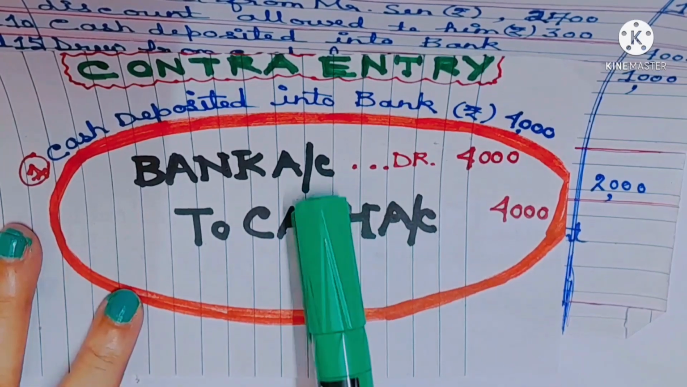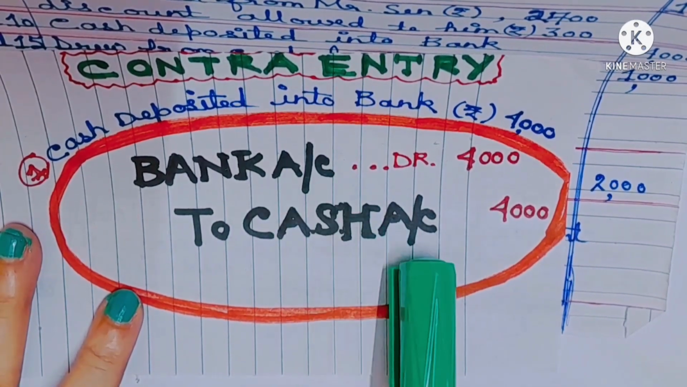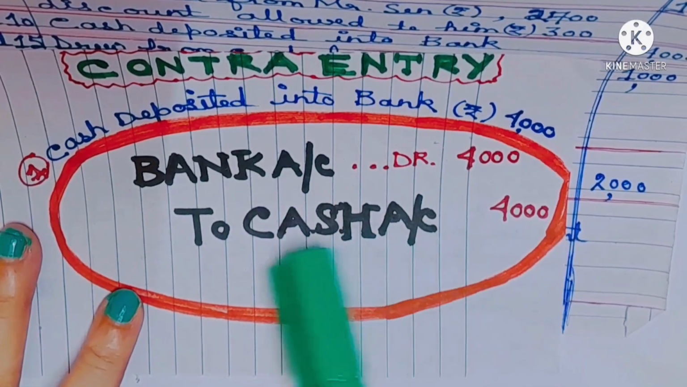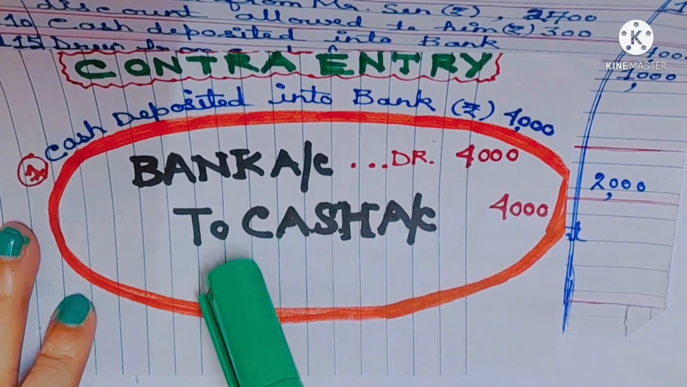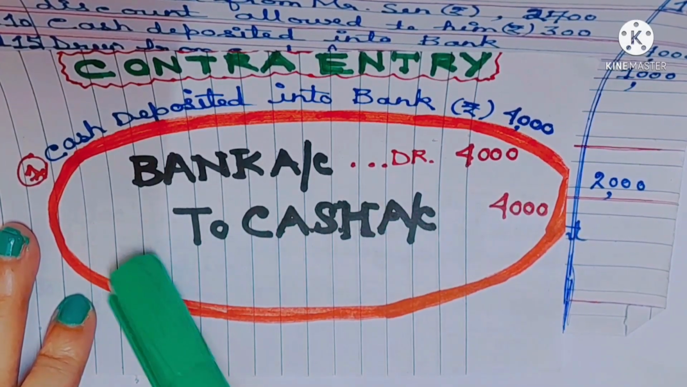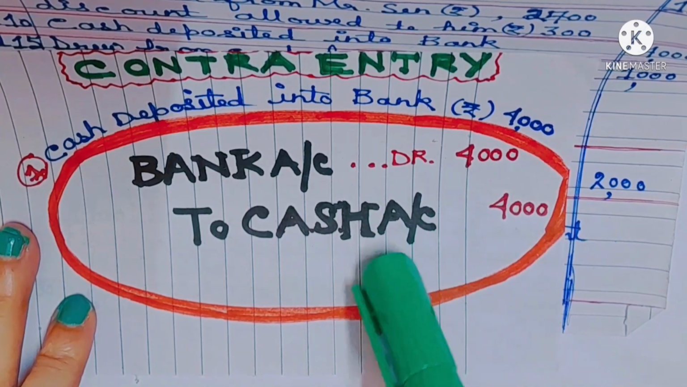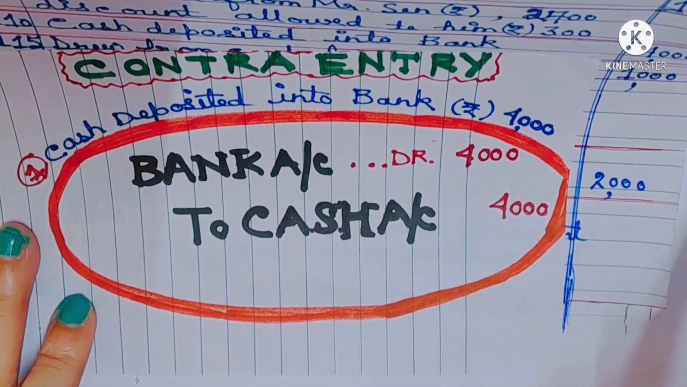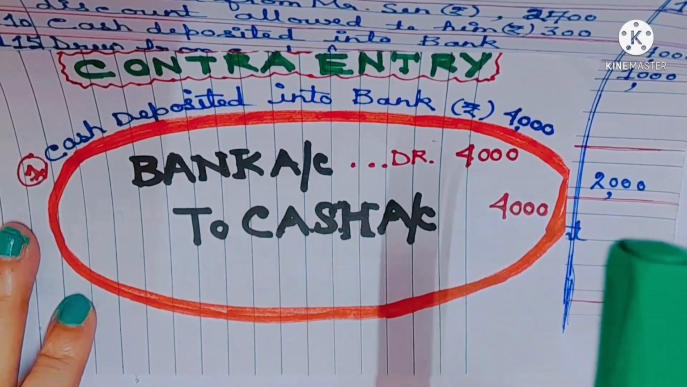So we'll have to look at the position of bank account as well as the position of cash account. This will be a side by side entry. We'll record a journal entry on the debit side in the cash book, and then again we'll record a journal entry on the credit side in the cash book. This is called contra. Okay?